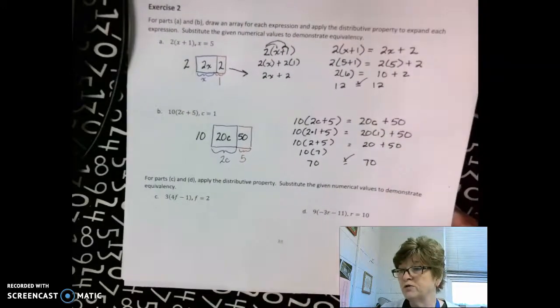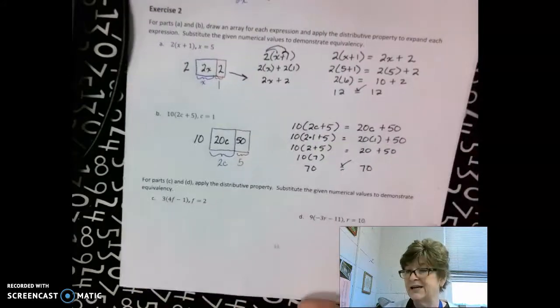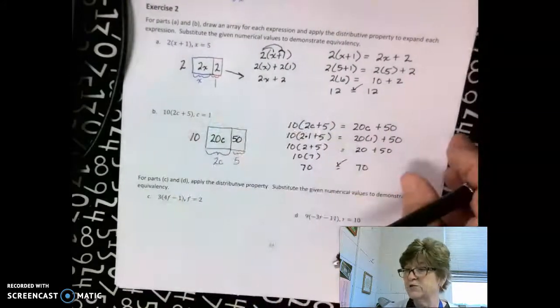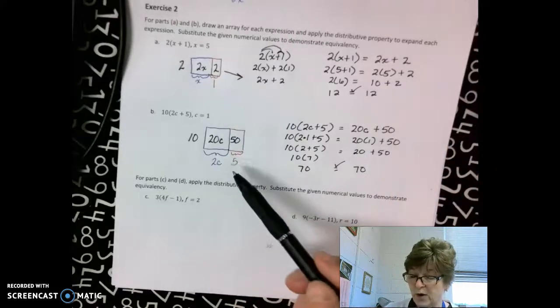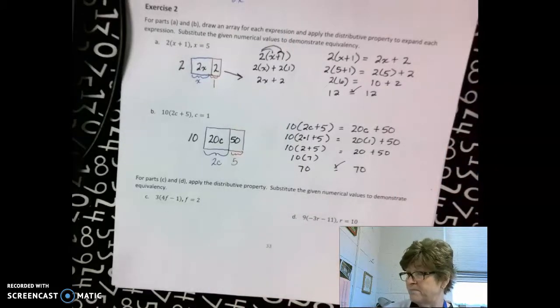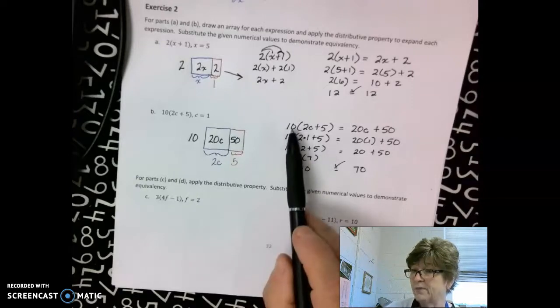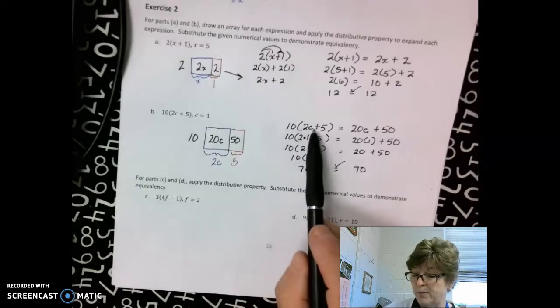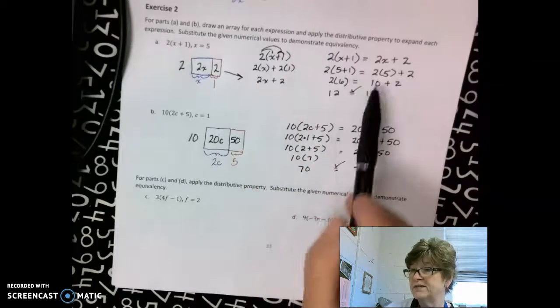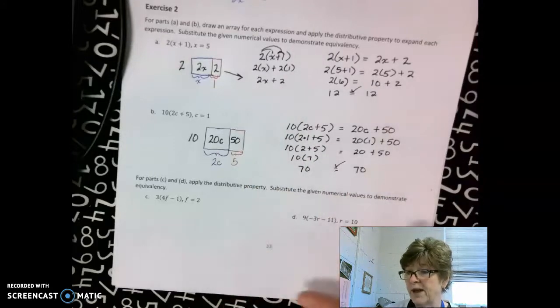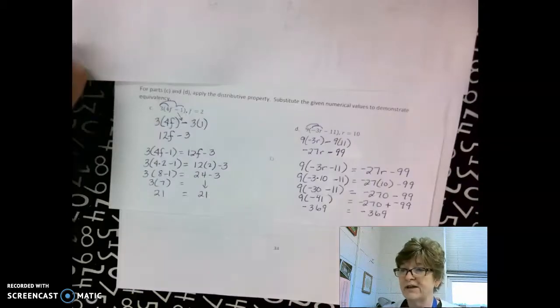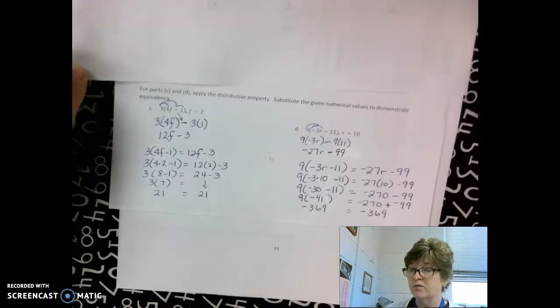So I would like for you to pause the video, and I want you to complete C and D, doing the exact same things we were just doing. Don't draw an array this time, but I want to see if you are able to use that distributive property. You can use your previous examples to assist you, and come back when you're done. Okay, this time we're taking a look, but we didn't draw the arrays, so we want to make sure that we followed all the procedures to utilize that distributive property.